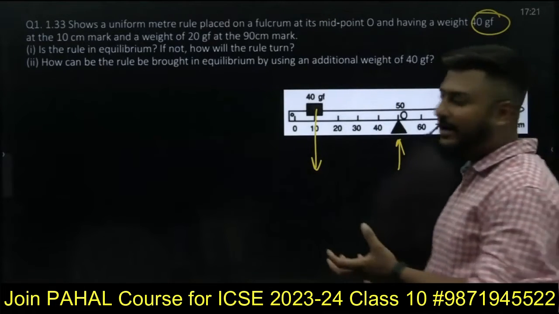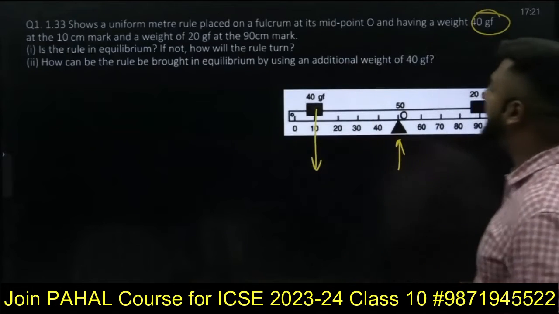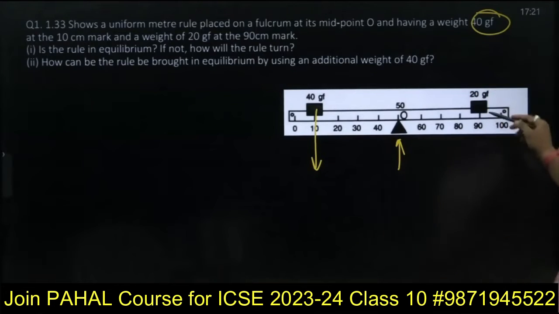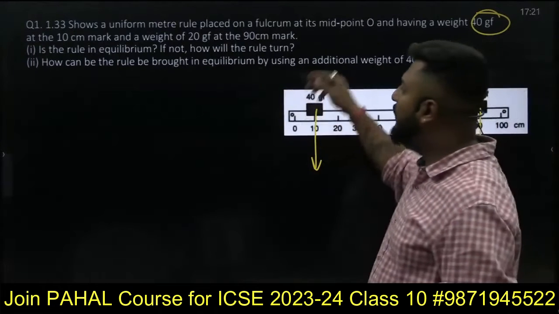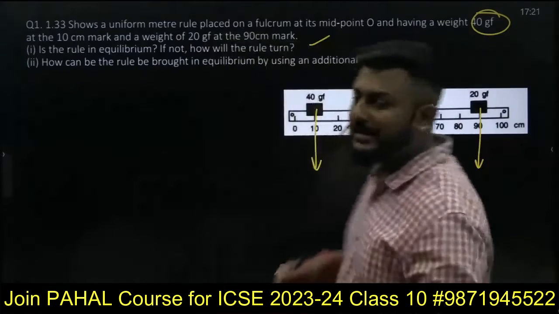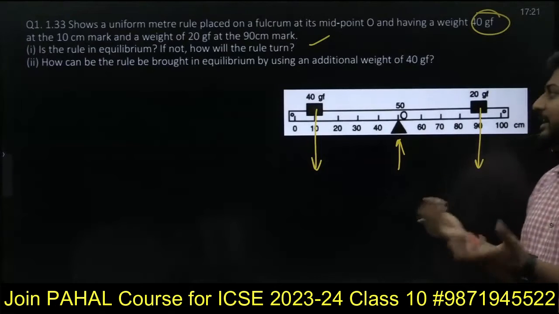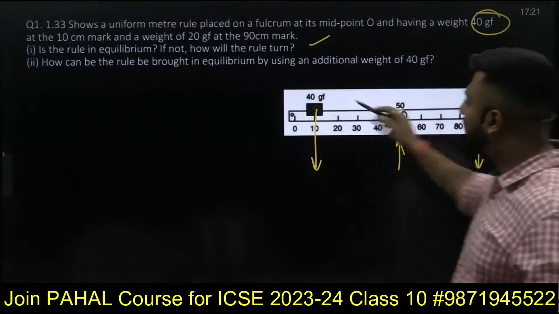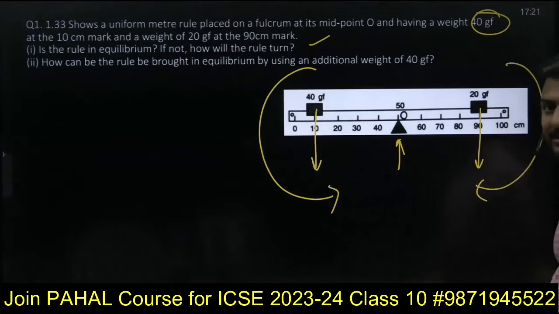So we know that every object is attracted towards the earth, तो इसका जो weight होगा वो नीचे की तरफ लगेगा, right? So this is situated at 10 centimeter mark, and a weight of 20 GF is situated at 90 centimeter mark. Is the rule in equilibrium? If not, how will the rule turn? Okay, now they are asking, is this scale in the state of equilibrium? If yes, then it's okay. If it is not, then how will the rule turn? That means what would be the turning effect of the force? Would that be anti-clockwise or would that be clockwise? This we have to calculate.